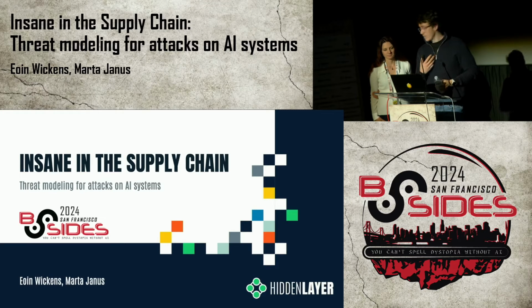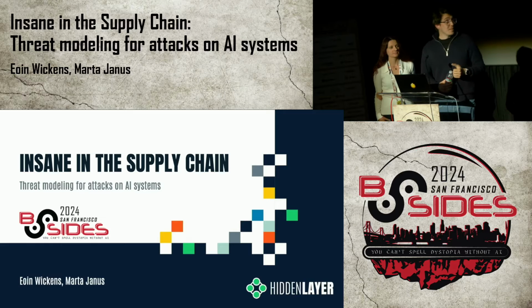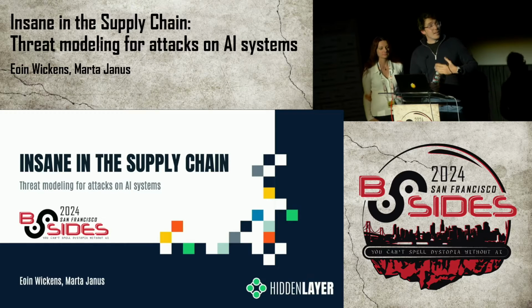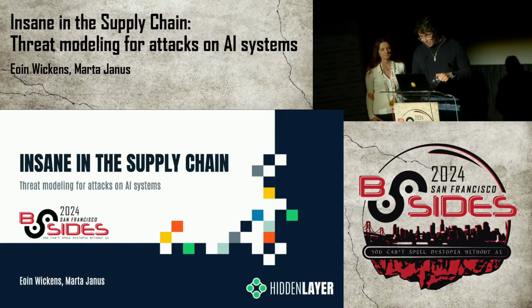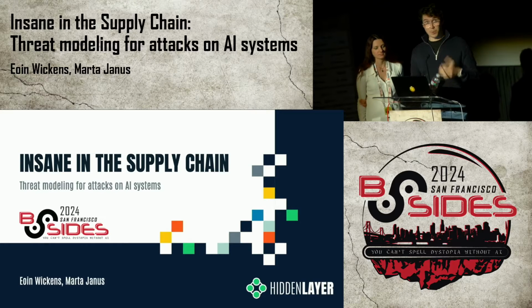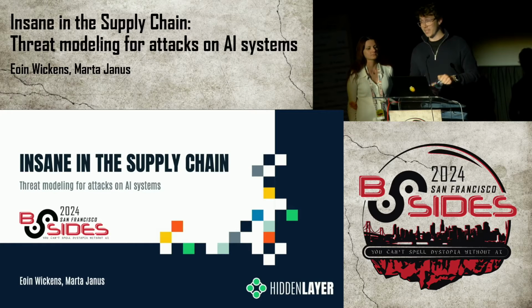My name's Eoin Wickens, and this is Marta Janus. We are researchers at Hidden Layer. We work in the Synaptic Adversarial Intelligence team, or SI for short. We've been researching adversarial ML and AI security for the last couple of years, and I guess we spoke here last year. But today our talk is Insane in the Supply Chain: Threat Modeling for Attacks on AI Systems.